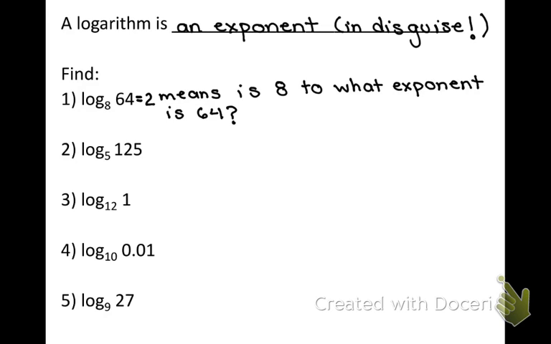Let's talk real quick about how I just read that as well. We say the word log, and then the 8 that's in that subscript, we call the base. So we say log base 8, and then that 64 is what's called the argument, and we say of 64. So log base 8 of 64. That's how we read it. But again, that thought process is 8 to what exponent is equal to 64.